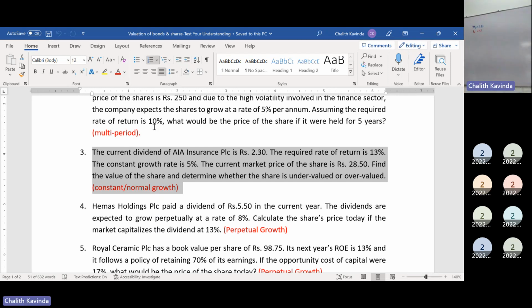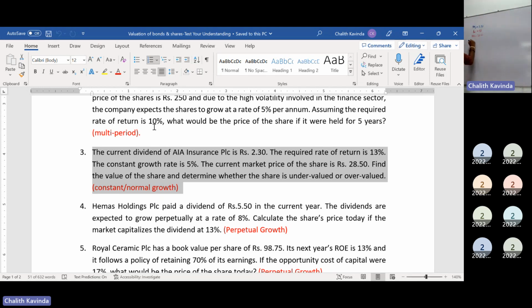When you are valuing dividend shares, we have to use cost of equity. So here I have mentioned cost of capital, but it doesn't matter, it is cost of equity. The current market price of the share is 28.5 rupees. Find the value of the share and determine whether the share is undervalued or not.